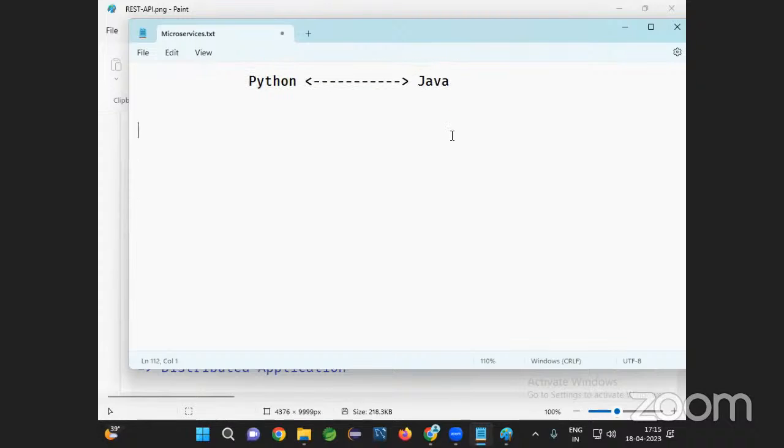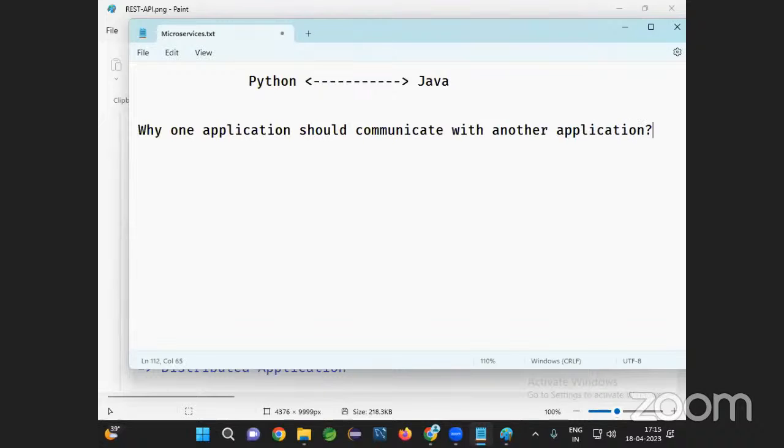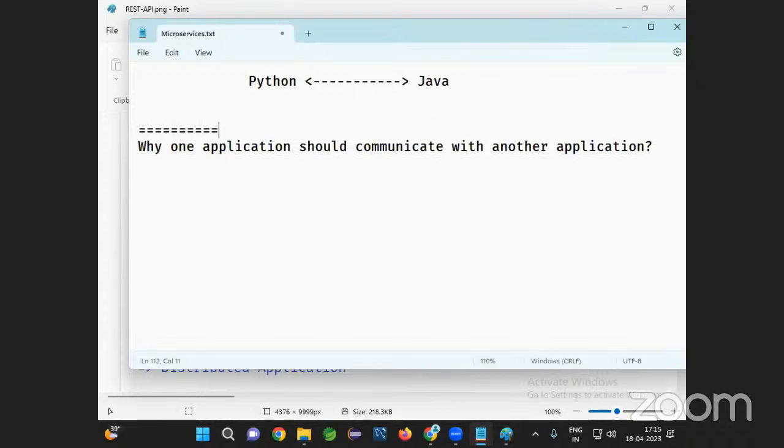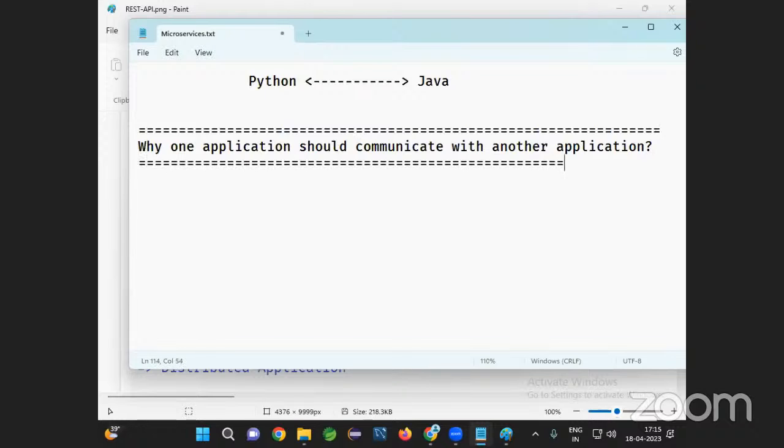interoperable application. Now the question is, why one application should communicate with another application? Come on, I have a question. I'm saying that one application will communicate with the another application. The question is, why one application should communicate with the another application?